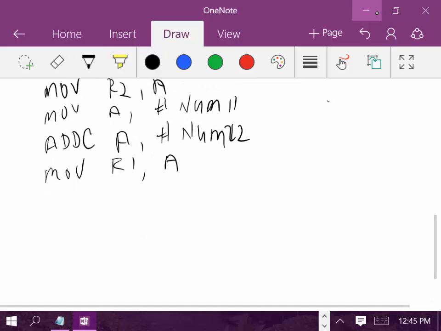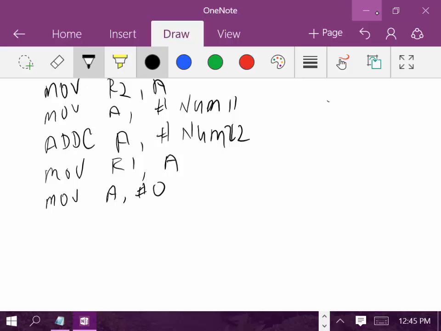One way, and this is probably the more difficult way, is we move a 0 to A right there, and we do an add with carry a 0 right there. Now what do these two lines do right there? We're adding 0 plus 0, right? Our answer should be 0. But if there was a carry from the second addition, that carry will be added in.